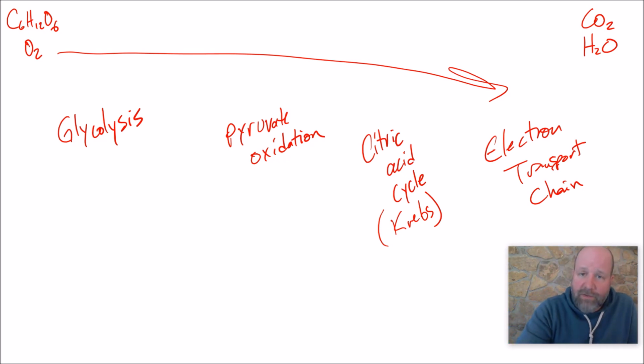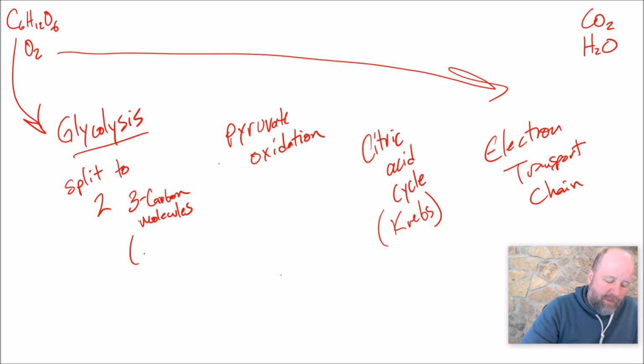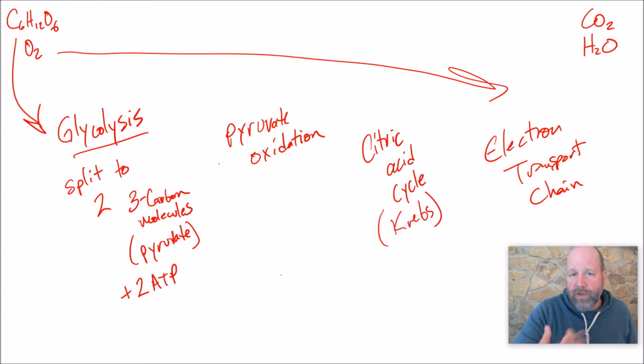So glycolysis, this is where that glucose comes in. Glucose comes in here. We're going to split it to 2 3-carbon molecules, and those are called pyruvate. And in that process, we're going to get 2 ATP net. We're going to have to put in 2 and we'll get out 4. So we get 2 ATP and we get 2 NADH. So we also had to add into this 2 ADP plus phosphate plus 2 NAD pluses.